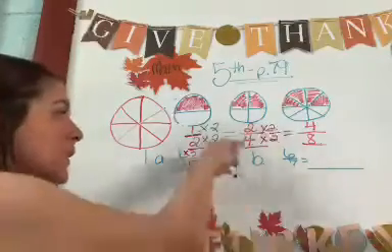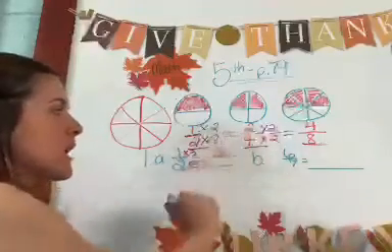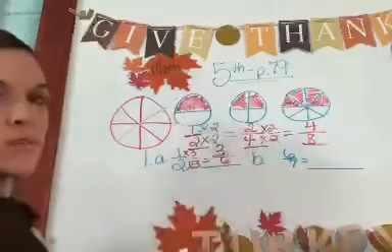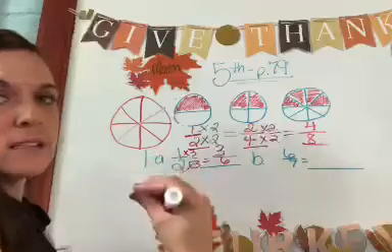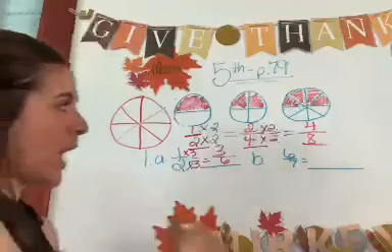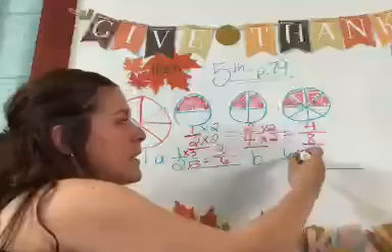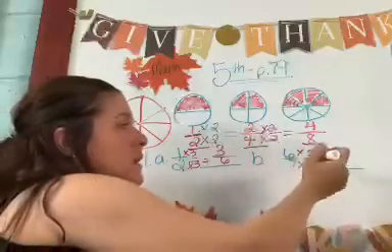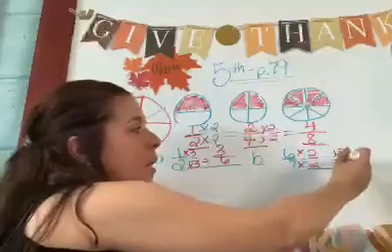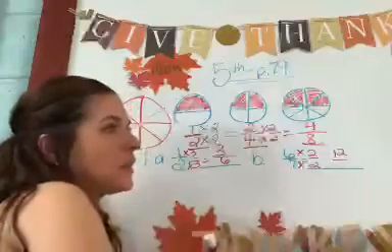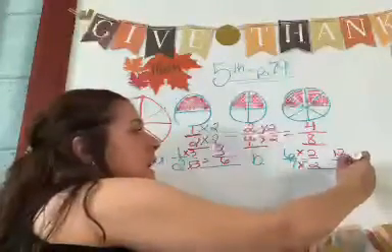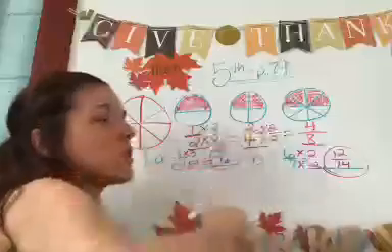Andres, 1 times 3 is 3. 2 times 3 is 6. So tell me your equivalent fraction. 3/6. Good job. Okay, over here I'm going to multiply by 2 again. 6 times 2 is 12. 7 times 2 is what, Oscar? 14. And that's your equivalent fraction.